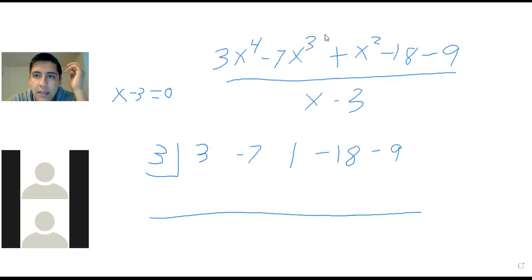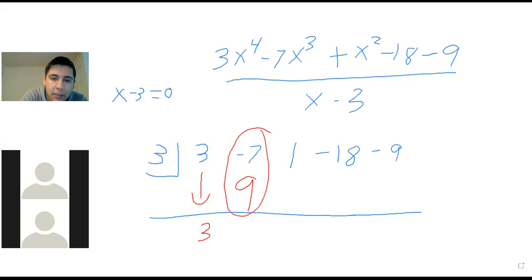So what happens again, and let me do it in a different color. The process is we drop down this 3. And we're going to multiply 3 times 3 gives us a 9. Okay, so now we're going to combine these two. That's -7 plus 9 gives us a positive 2.